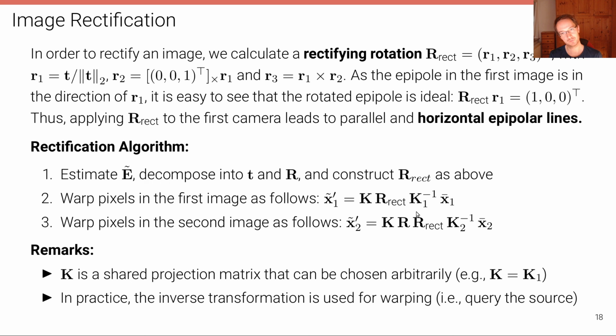And then this point will not necessarily lie on an integer location, of course. So what we do in the original image is an interpolation, like bilinear or bicubic interpolation, or some other interpolation technique, in order to find the RGB color value that we have to insert at the target image, for which we have queried the source.